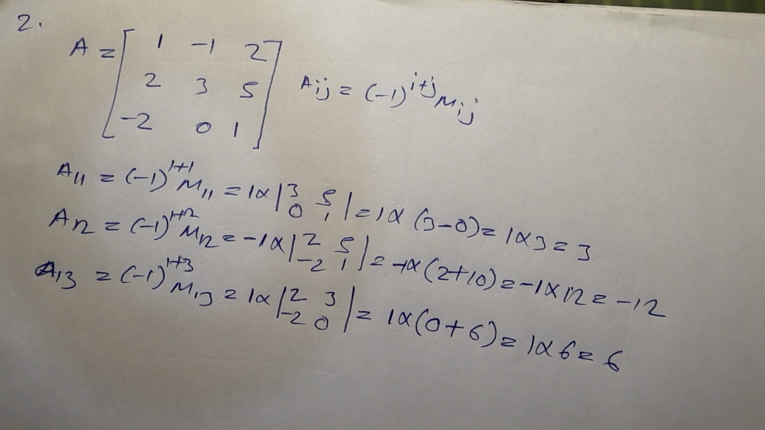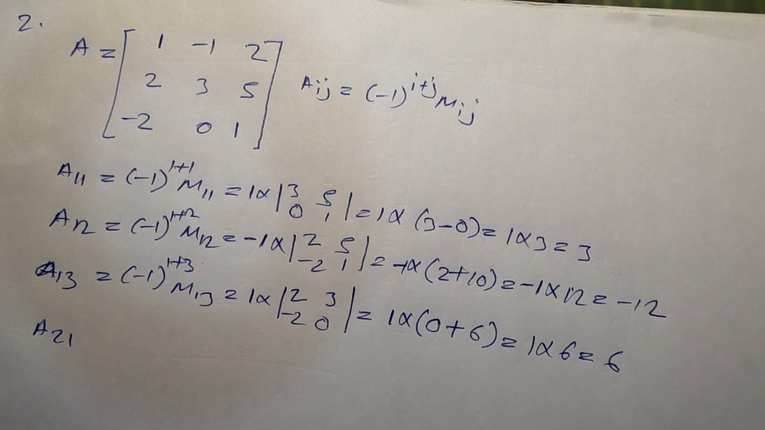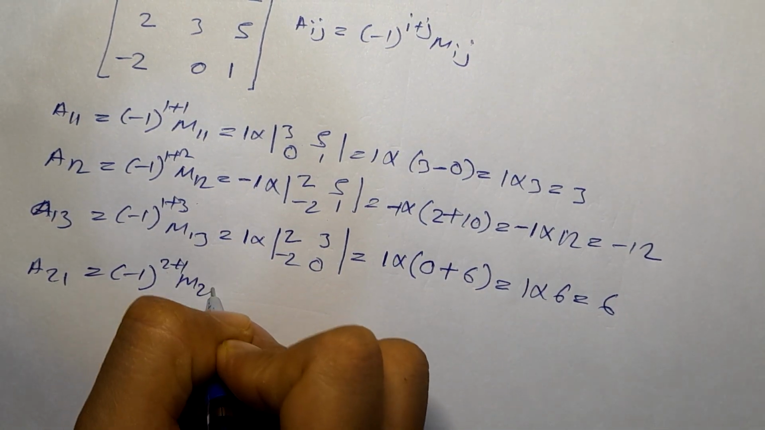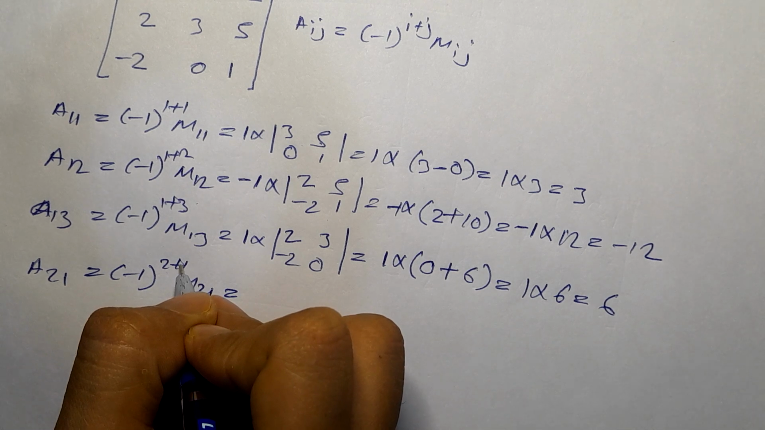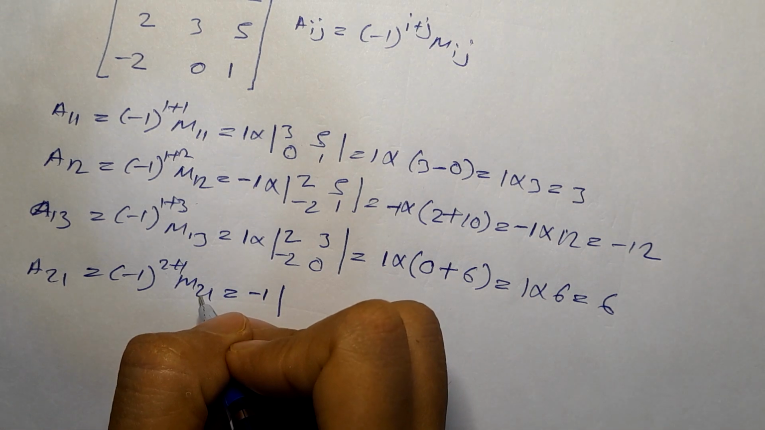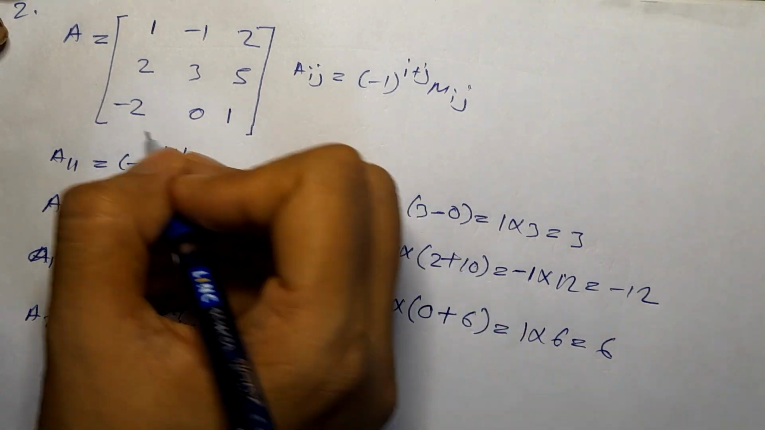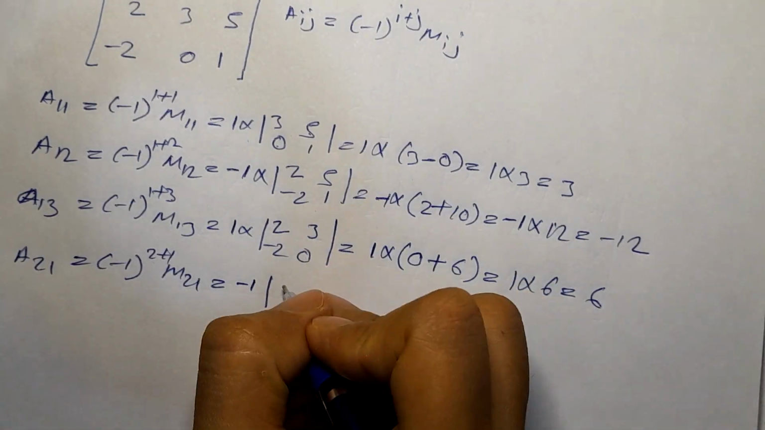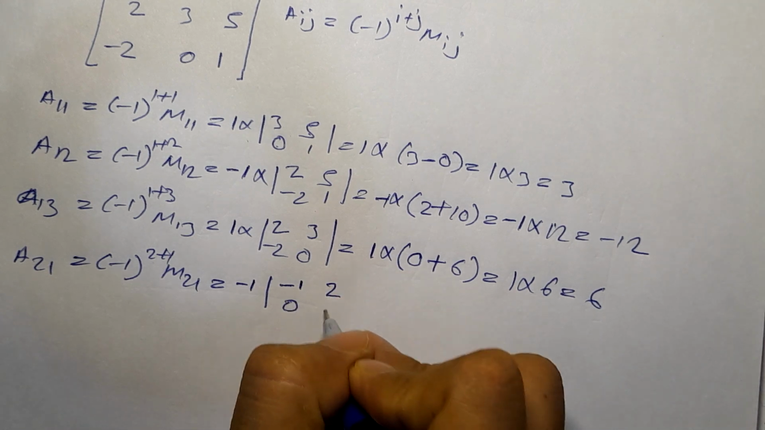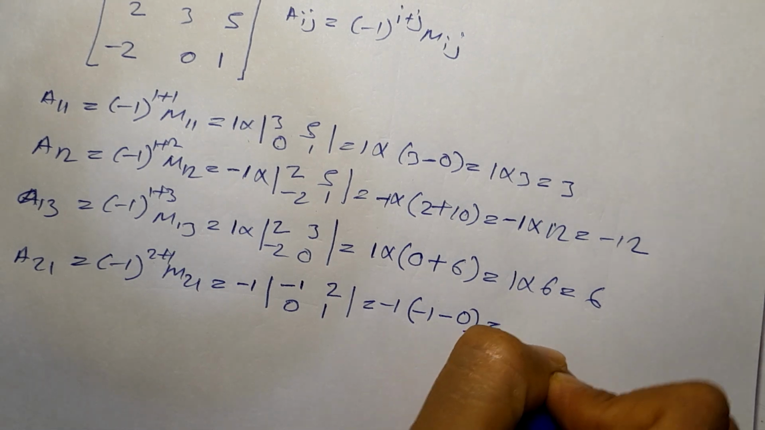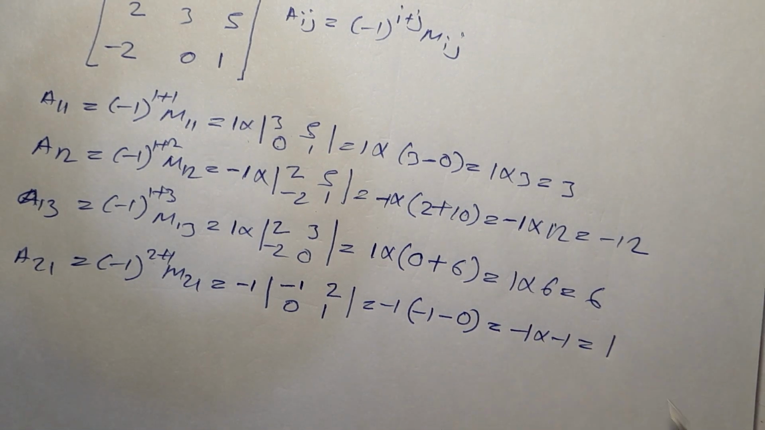Now A21, (-1) power 2 plus 1 M21, 2 plus 1 is 3, so it will be negative 1 into determinant of, eliminate second row and first column. This is the second row and first column. -1, 2, 0, 1. So -1 bracket -1 minus 0, so it will be -1 into -1 equal to 1.